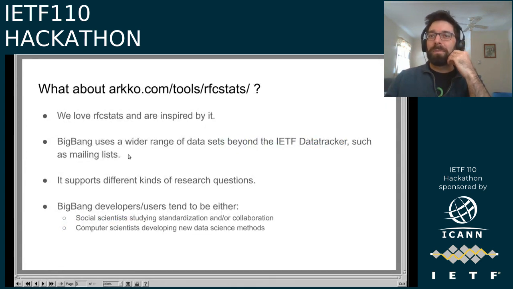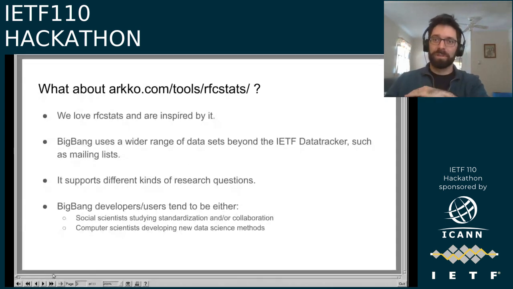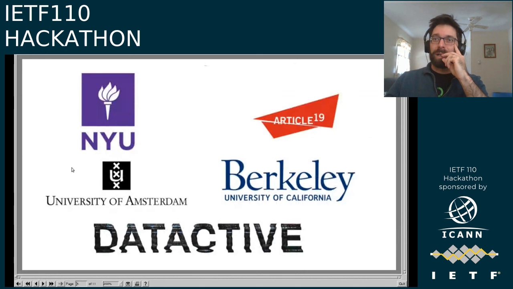It's a little bit different from ARCO's RFC stats, which we love and are inspired by, because it brings in a wider range of data sets and supports different kinds of research questions. The Big Bang research community has both social scientists interested in standardization, collaboration, and the IETF in particular, and also computer scientists developing new data science methods for using this kind of data. So it's got a number of different groups contributing. Article 19 is an NGO. There are several university researchers involved. Not on this list is some very much appreciated participation from the University of Glasgow. We're building a Python interface to the data tracker.